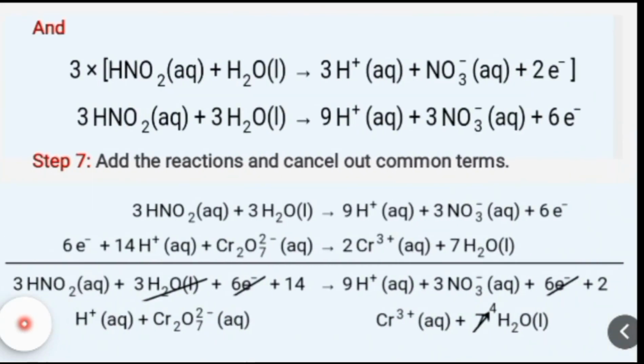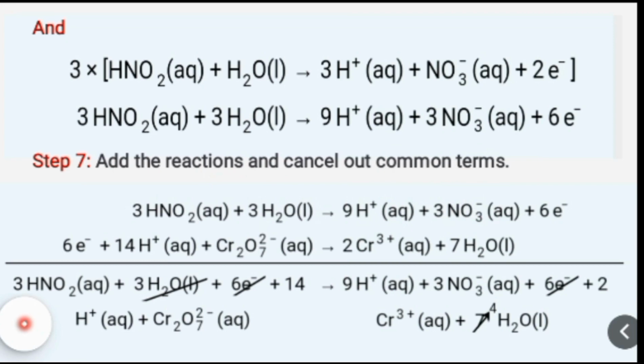Multiplying it would have this as our final reaction. Therefore, 3 here, 3 here, 9 here, because 3 times 3 will give us 9. 3 here and 6 here. Now, the purpose of this is so that the electrons would cancel out. Add the reactions and cancel out common terms.